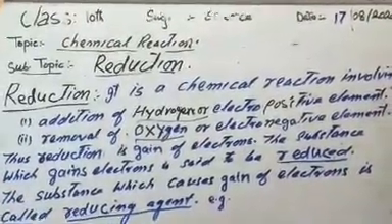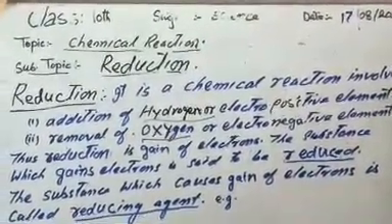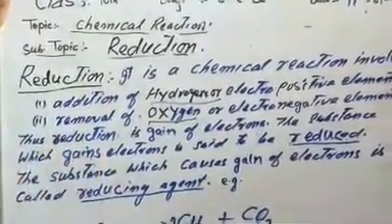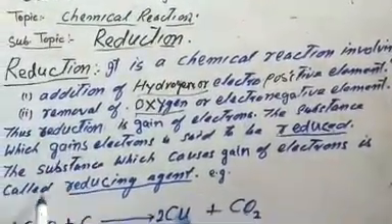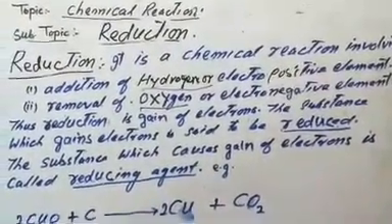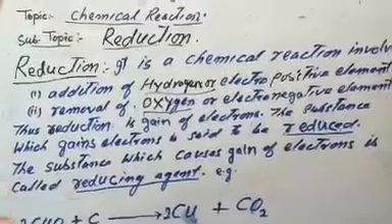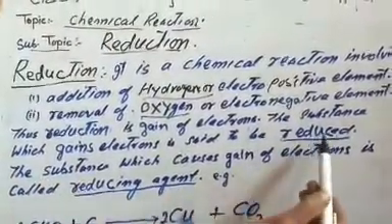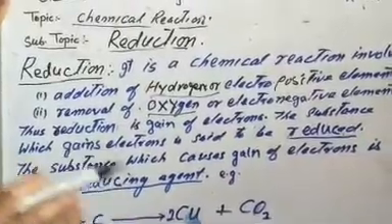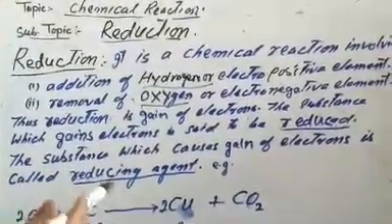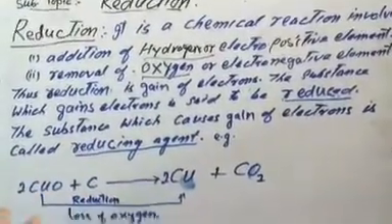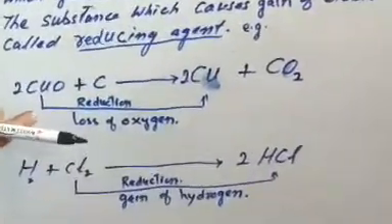Oxidation in terms of electron transfer theory is a phenomenon involving loss of electrons. Reduction is a phenomenon involving gain of electrons. The substance which gains electrons is said to be reduced, and the substance which facilitates the gain of electrons is called reducing agent. Let's consider this, focus on this chemical equation.